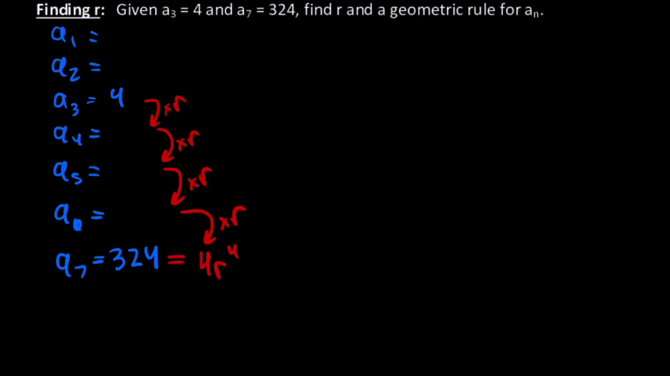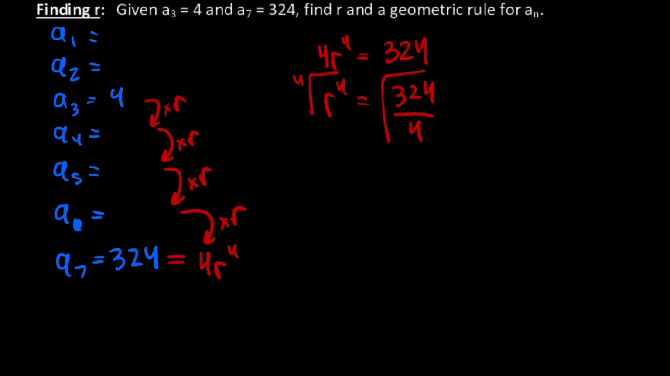Well, let's solve that equation. 4R to the 4th equals 324. So what would I do next? Divide by 4. R to the 4th equals 324 divided by 4. Then how do I solve when I'm taking something to the 4th? Well, I take the 4th root of it. So next I'll take the 4th root. So R equals the 4th root of 324 over 4.